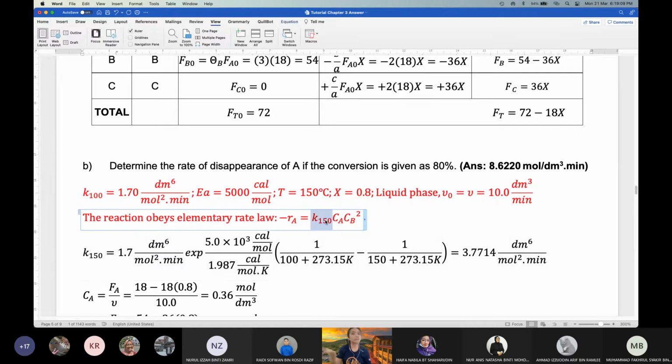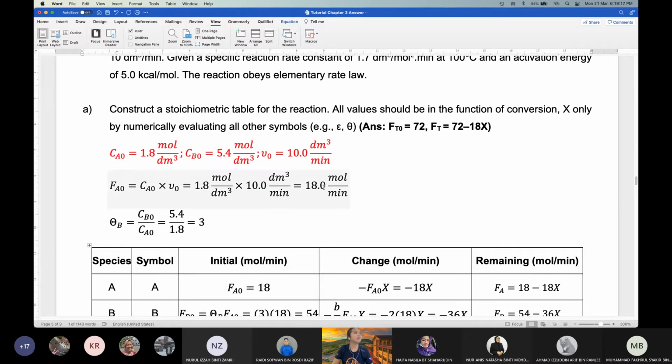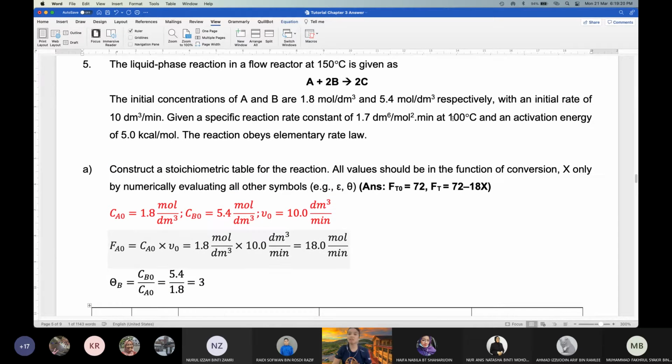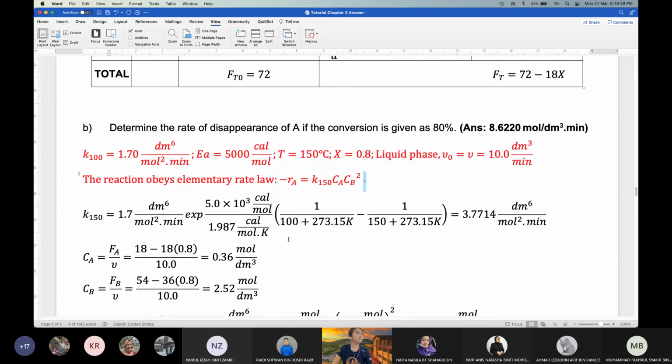Dalam soalan ni kamu kena betul-betul check. Walaupun nilai K diberi macam soalan nombor 3, tetapi this K was given at 100 Celsius. This 1.7, your K is at 100 Celsius. However, your reaction is at 150 Celsius. You have to find the new K.